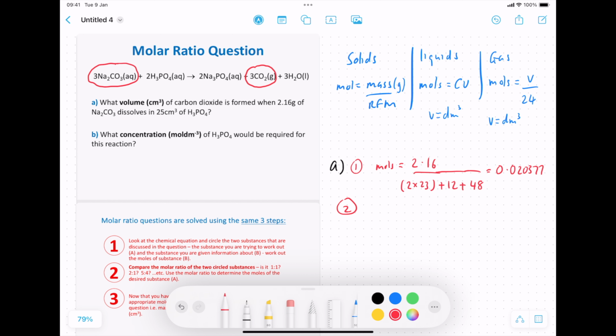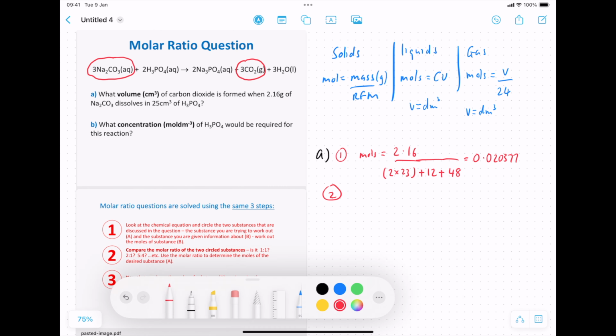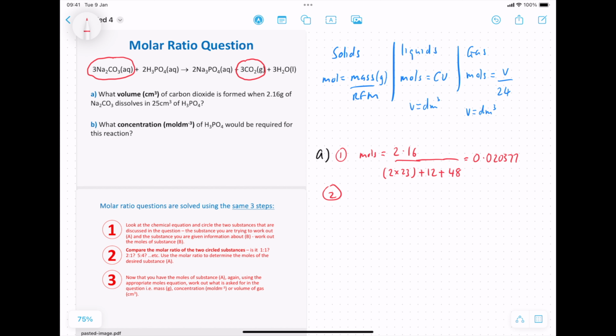Number 2, compare the molar ratio. So the molar ratio is 3:3, which is the same as 1:1. So therefore, the moles of CO2 is also 0.02037. So the moles is the same. And then finally, 3.